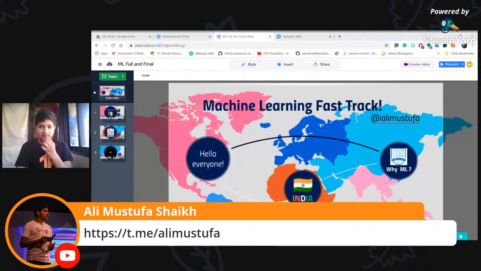I hope everyone has gone to that link and is part of the Telegram group where you will get all the details. Mostly we are going to cover a hands-on lab, and we are going to discuss machine learning and how we are going to implement that in our day-to-day life. The certificate is auto-generated, so as soon as you fill the feedback form, you will get the certificate. Let's start.